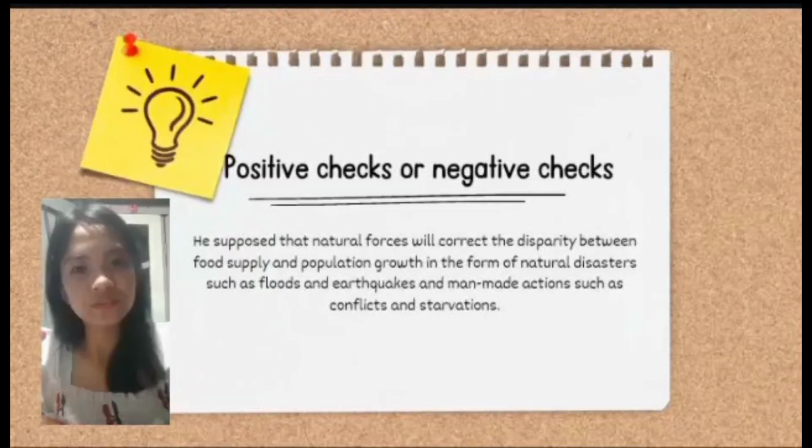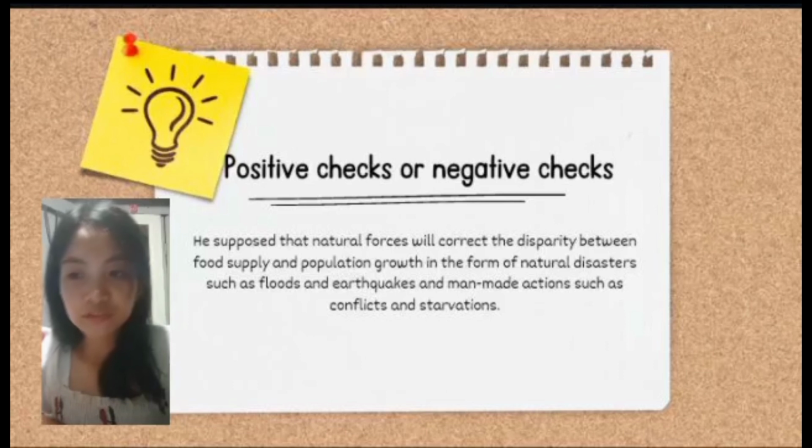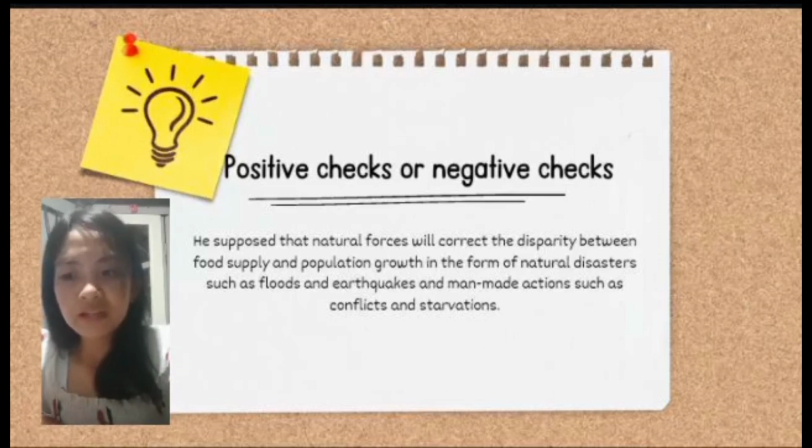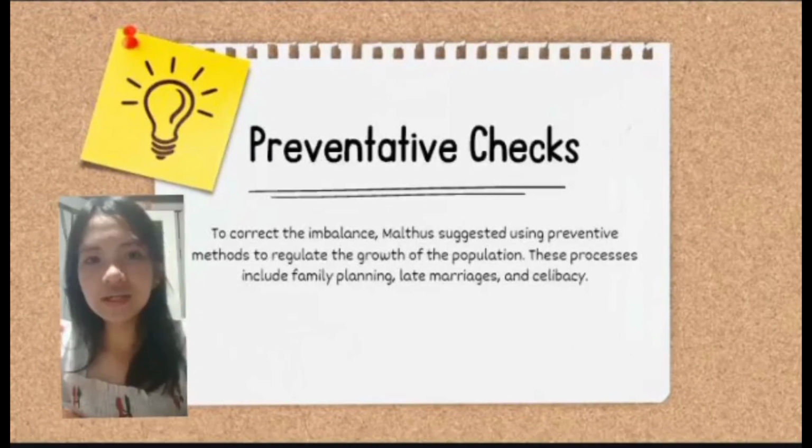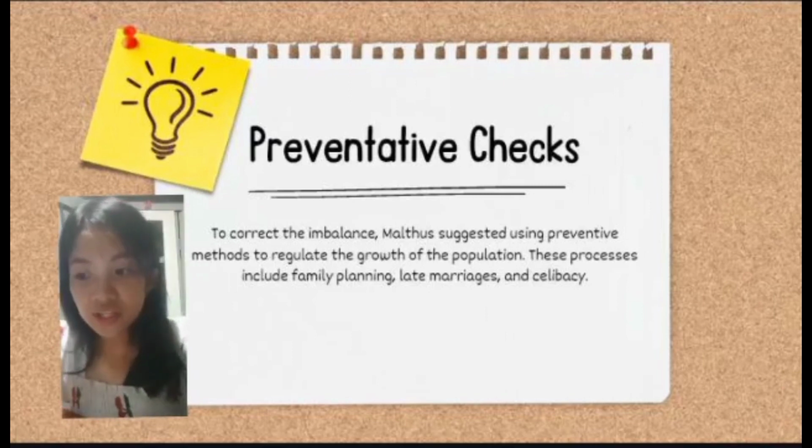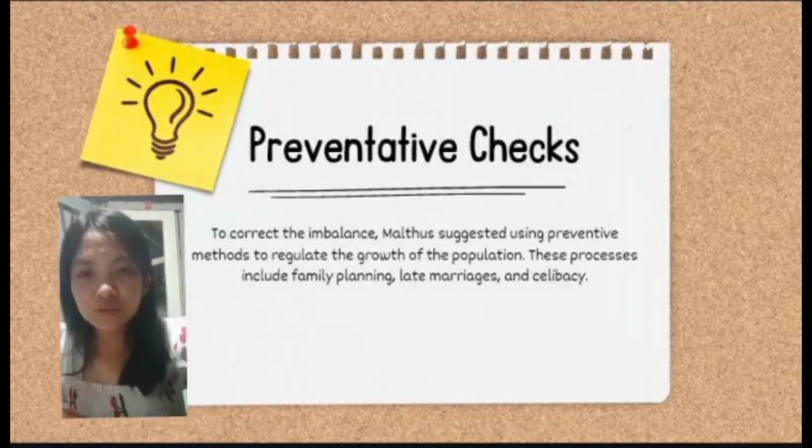Positive checks. He supposed that natural forces will correct the disparity between the food supply and population growth in the form of natural disasters such as floods and earthquakes, and man-made actions such as conflicts and starvation. Preventive checks. To correct the imbalance, Malthus suggested using preventive methods to regulate the growth of the population. This process includes family planning, late marriages, and celibacy.